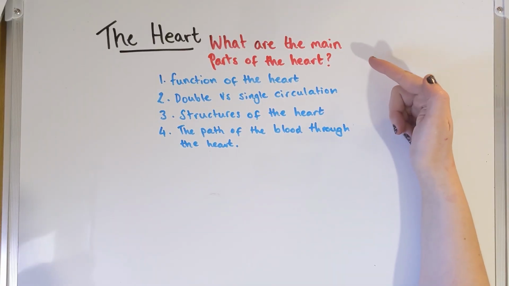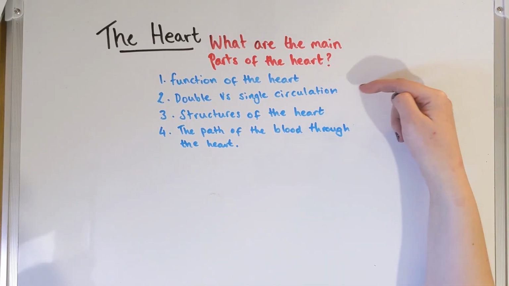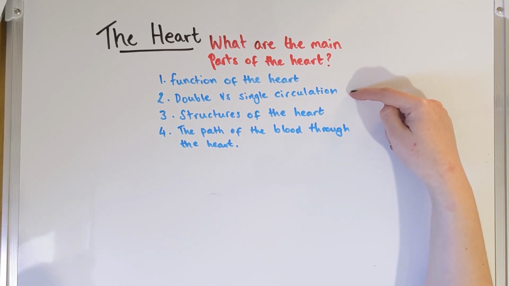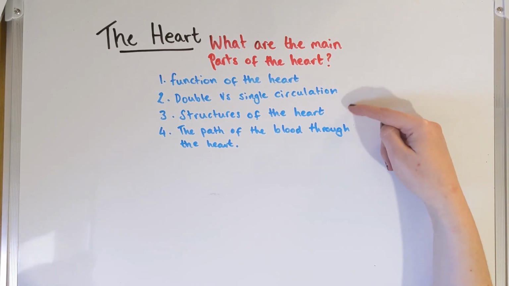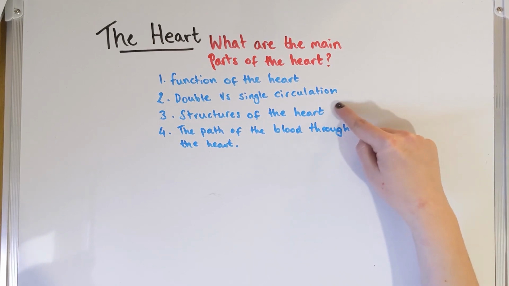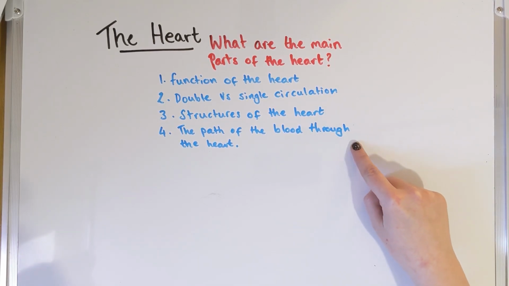I would grab yourself a bit of paper and a pen just to make some notes for when we get back to normal. What we're going to cover is what the main parts of the heart are, the function of the heart, double and single circulatory systems, what they are and what they mean, the structures of the heart, this will be the main meat of the lesson, and the pathway the blood takes.